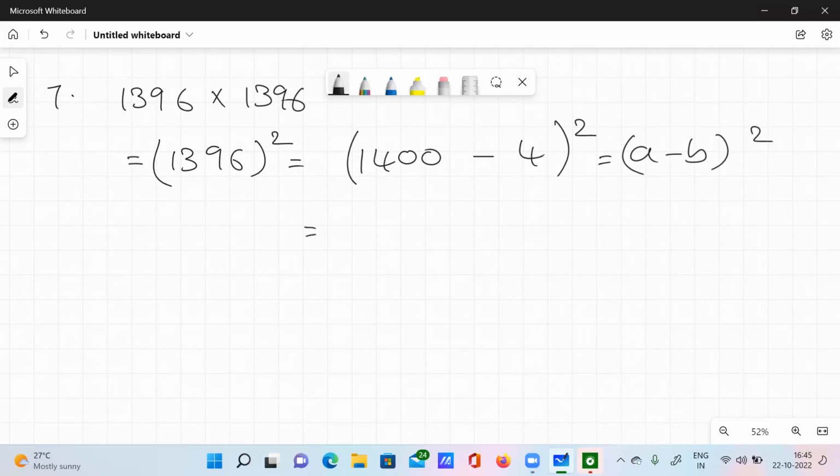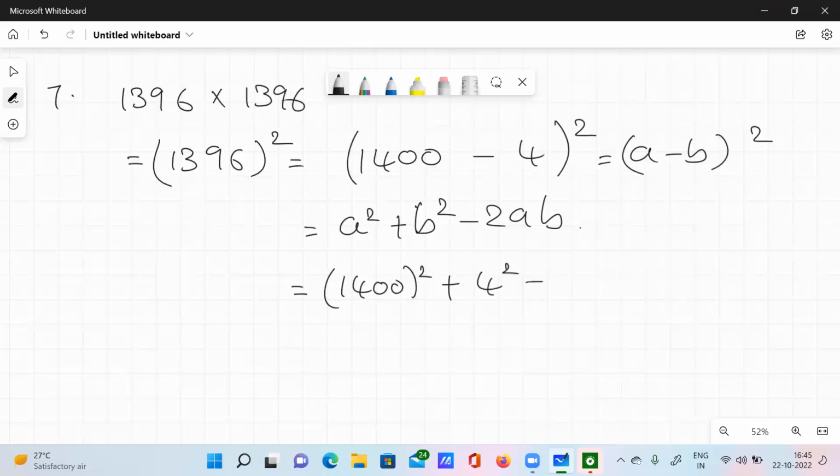So what's the formula for it? a square plus b square minus 2ab. This is the formula here. So how to write in this particular format? 1400 whole square plus 4 square minus 2 into 1400 into 4 here. So what's 14 into 14? It is nothing but 196. 14 square is 196. Put 4 zeros here.